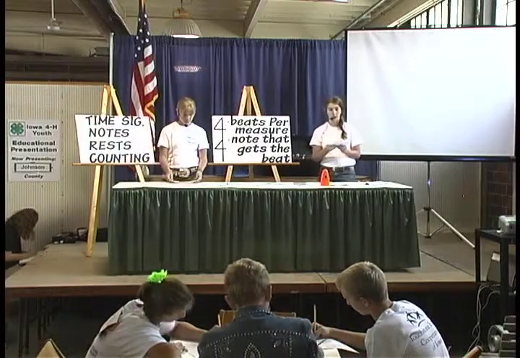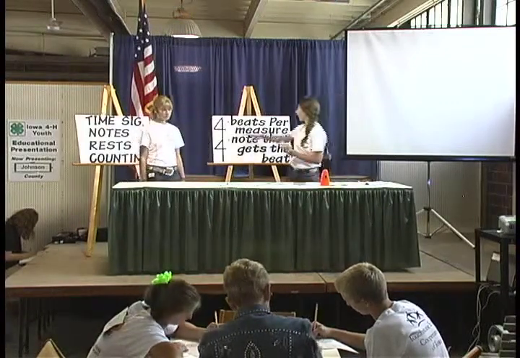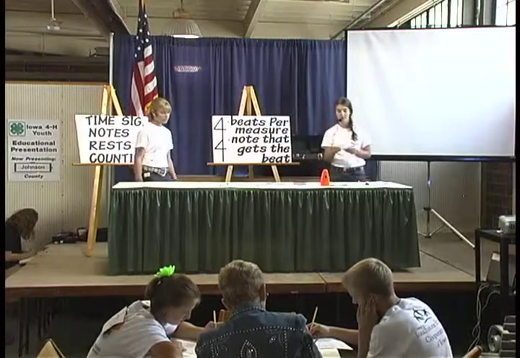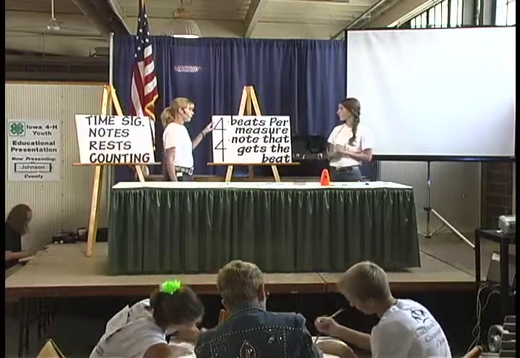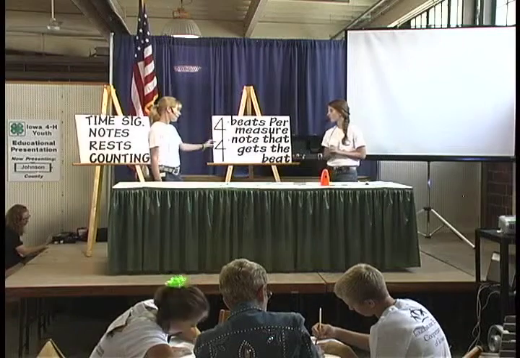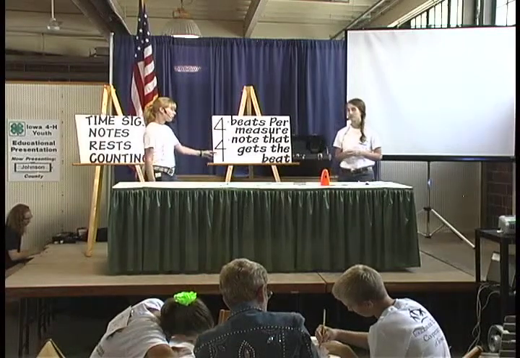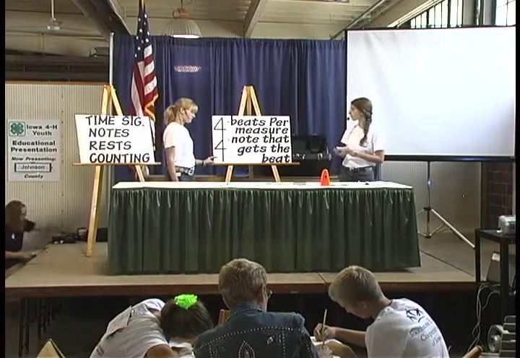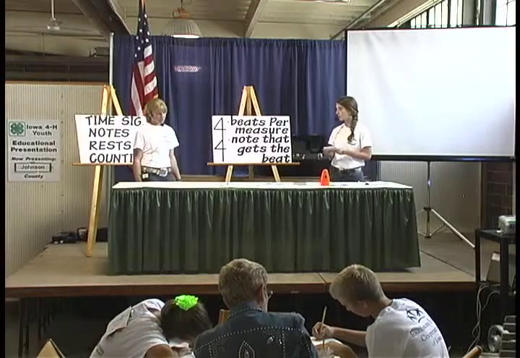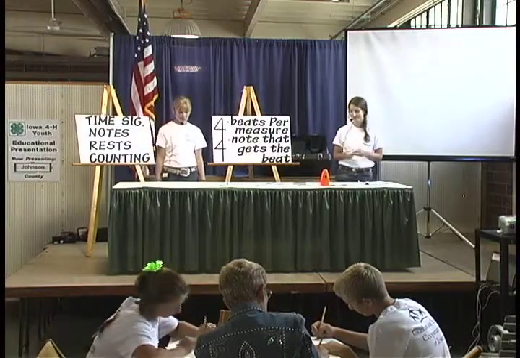Time signatures look like a fraction without the line in the middle. The number on top tells you how many beats per measure, while the bottom number tells you what note gets the beat. We will explain about each of those types of notes later.